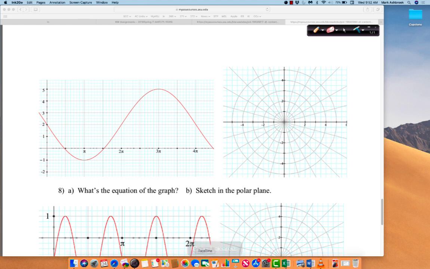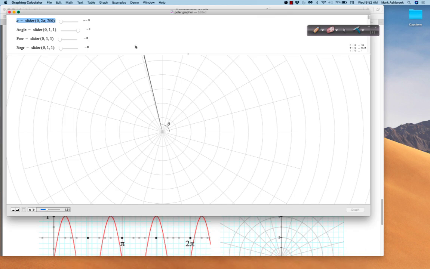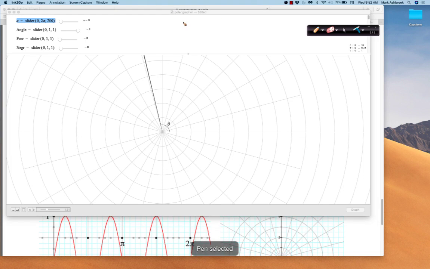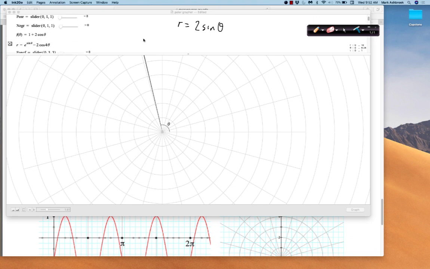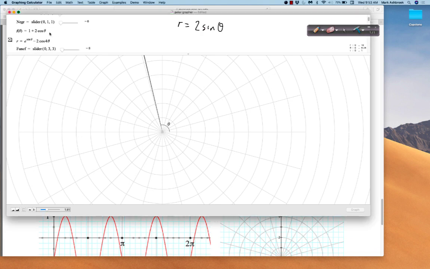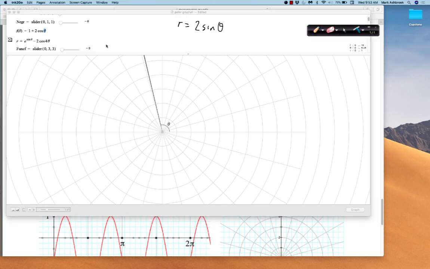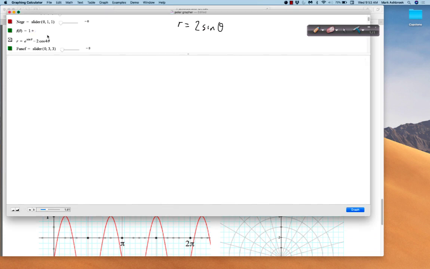So we were looking at, last time, we looked at 2 sine theta. And we worked that one out. And what did we see for that one? Do you remember doing that one? I'm just going to show you. You can review what we did.